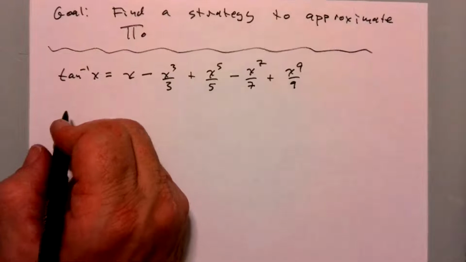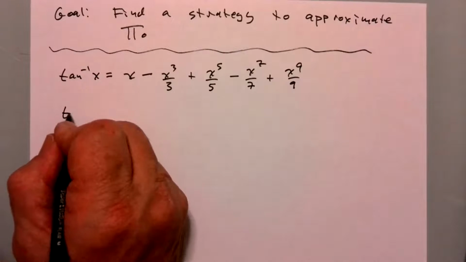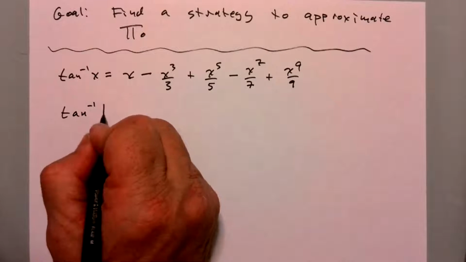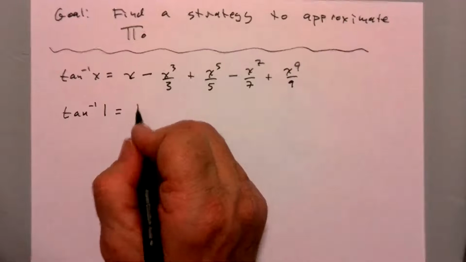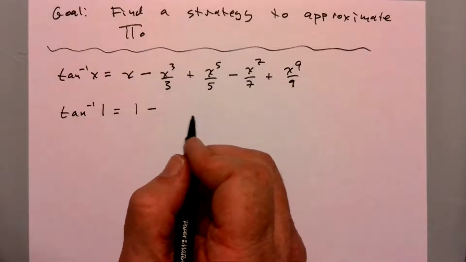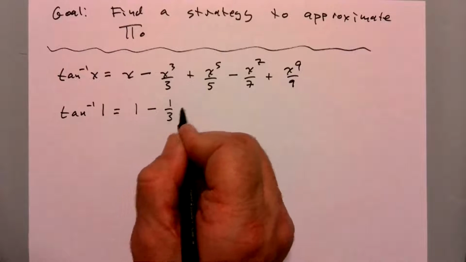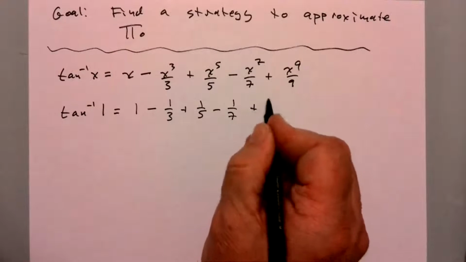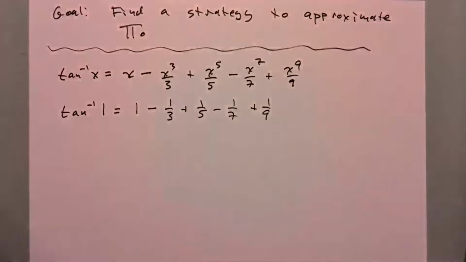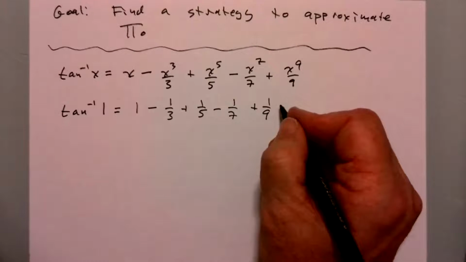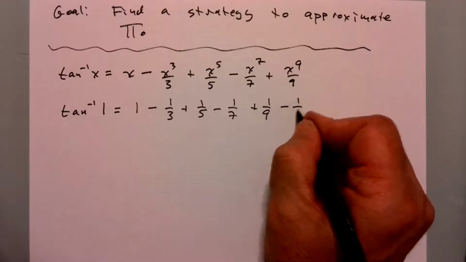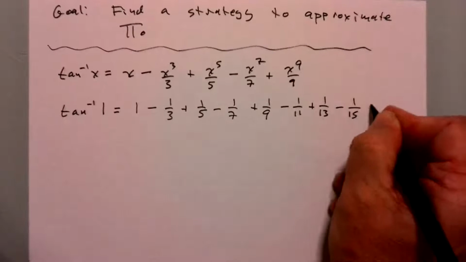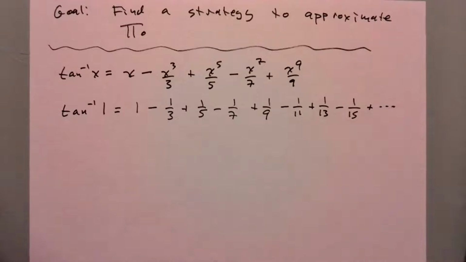So what is the arctangent of 1? Arctangent of 1 then is 1 minus a third plus a fifth minus a seventh plus a ninth. Do a few more terms maybe. We see the pattern. Minus 11th plus a 13th minus a 15th plus dot, dot, dot.